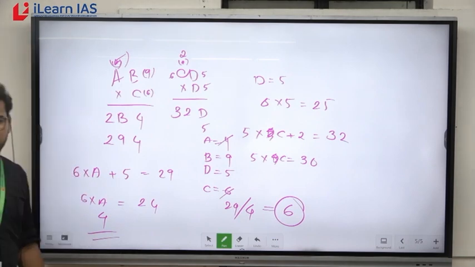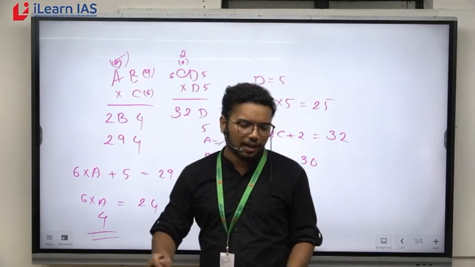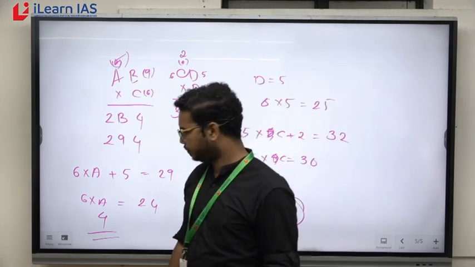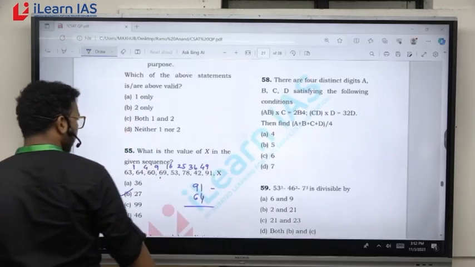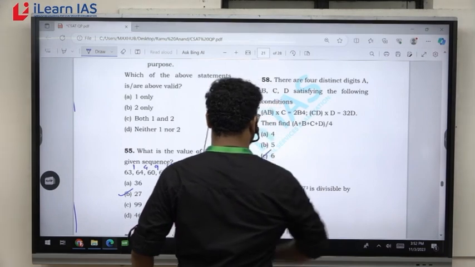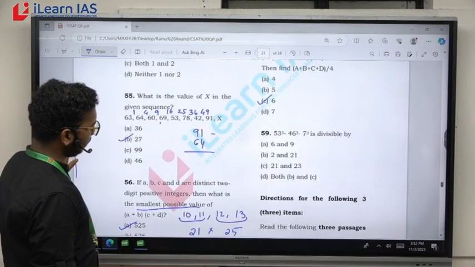So ഈ ക്വസ്റ്റ്യൻ നമ്മൾ എന്താ ചെയ്തതെന്ന് പറഞ്ഞു കഴിഞ്ഞാൽ, we have put different values of A, B and C and check for the condition. Clear? Check for the condition. So the answer is 6, 24 by 4.